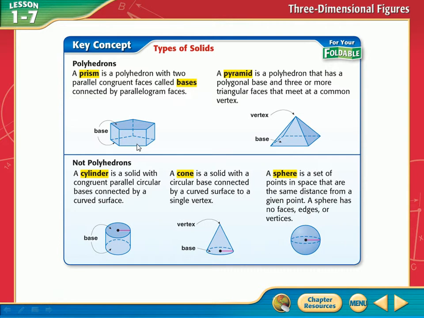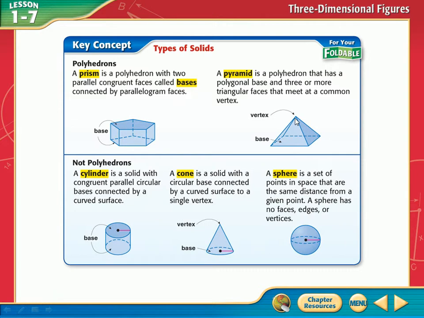What do all the sides do here? They all go straight up, don't they, into another flat surface. So on a prism, all the sides come up to a flat surface. On a pyramid, all the sides slant up to what? One point called the vertex. How many bases does a pyramid have? Just one. Just the thing that it's sitting on, that's the base of the pyramid.